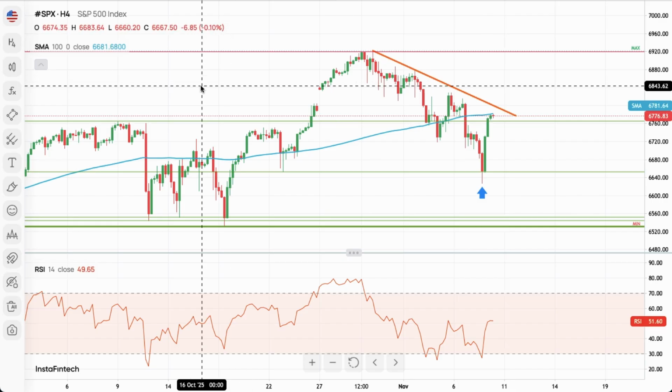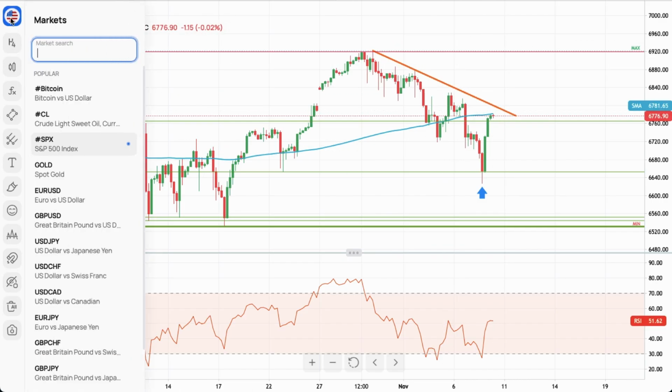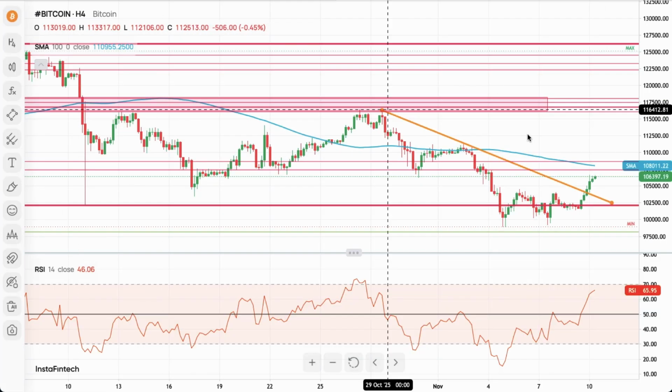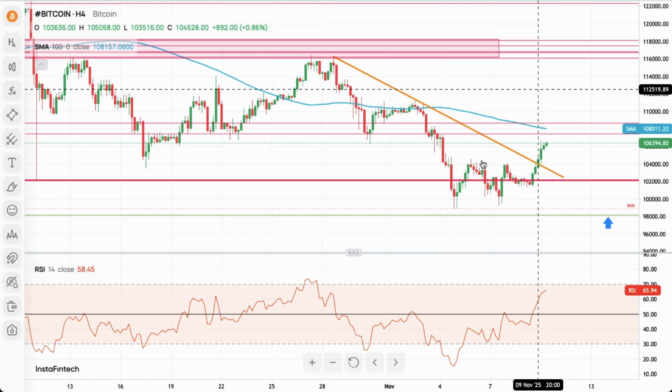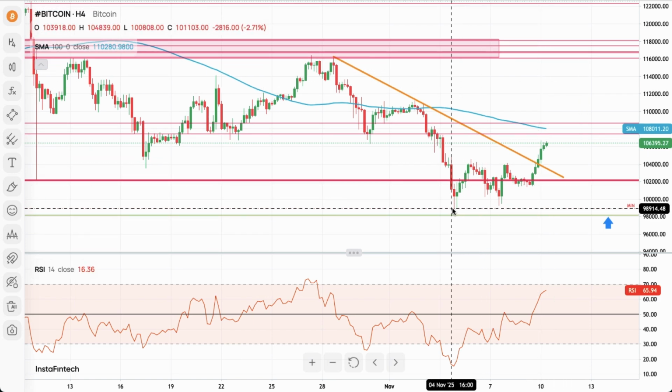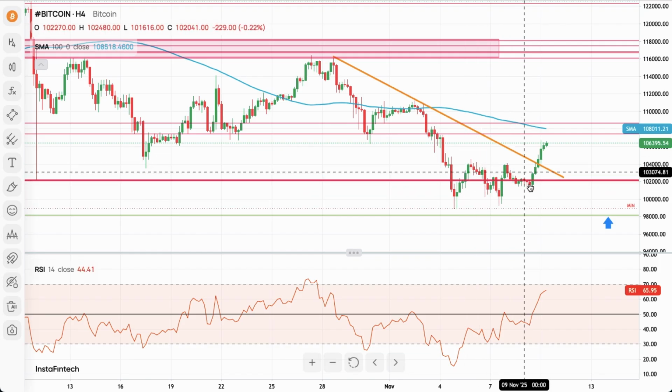All right, so S&P 500, there is potential to continue the upside movement. And last but not least, the Bitcoin. As you can see, the Bitcoin is still trying to move higher after the lows almost hit our target, 98,000. Local low was 98,940, as you can see, and some kind of a consolidation here.